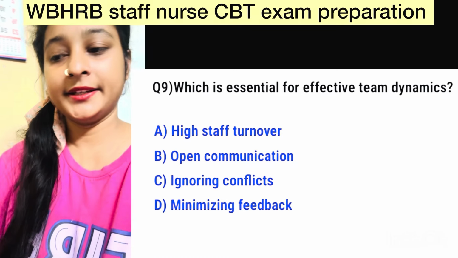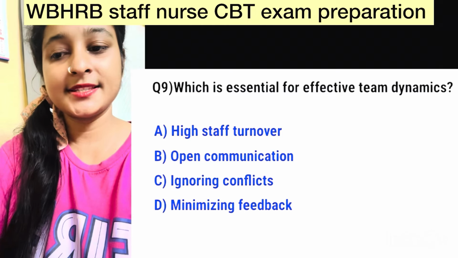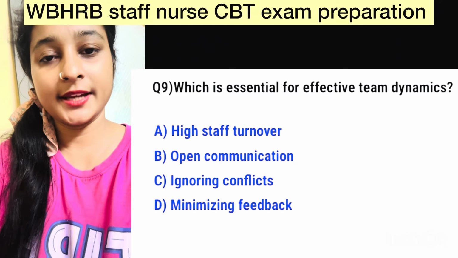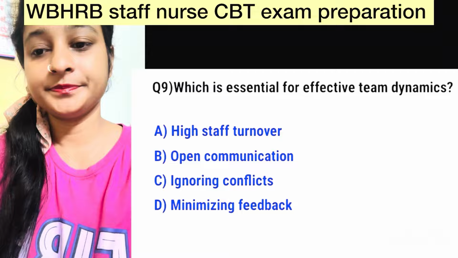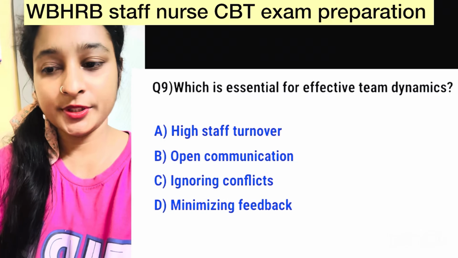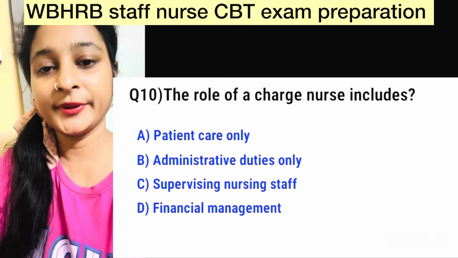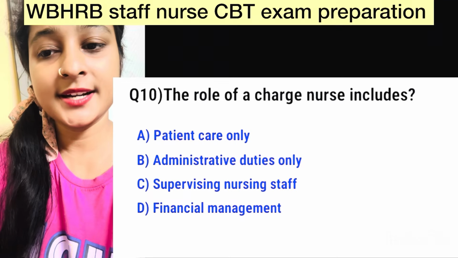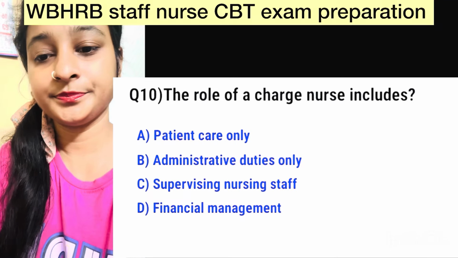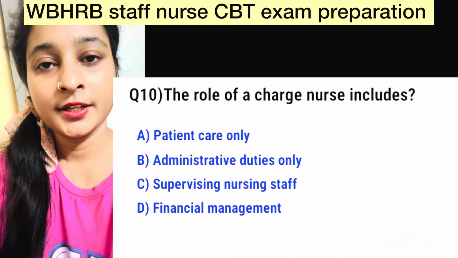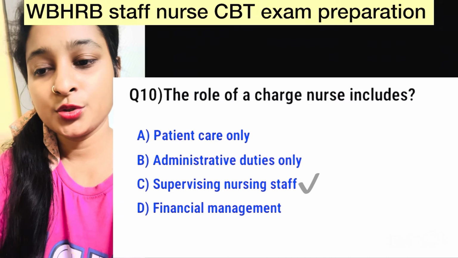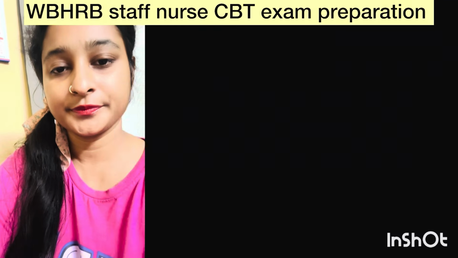Question number 9. Which is essential for effective team dynamics? Here, correct option is option B, open communication. Question number 10. The role of a charge nurse includes. Here, correct option is option C, supervising nursing staff.